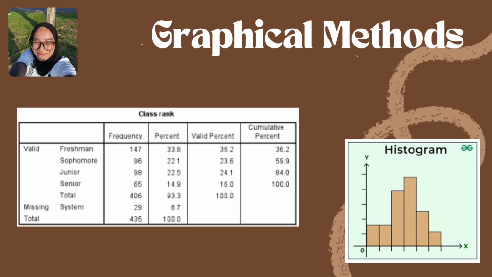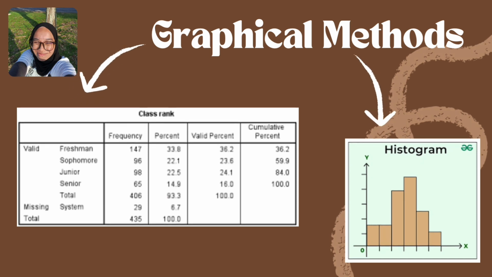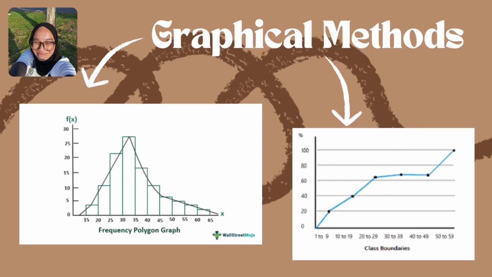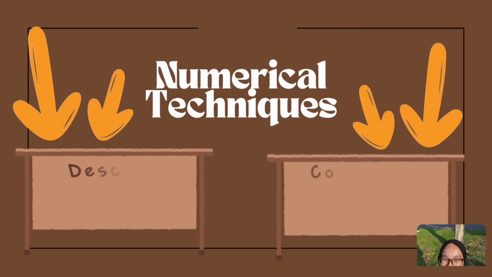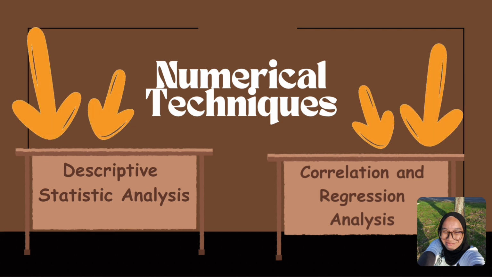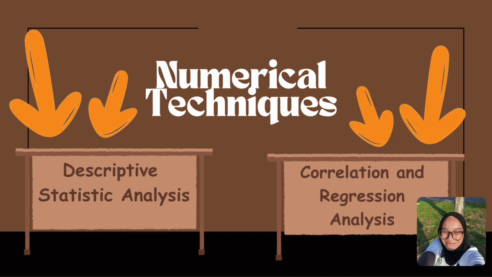These are examples of graphical methods: the first one is the frequency table and the second one is the histogram. There are also the frequency polygon graph and also the ogive. There are also numerical techniques, of which the first is descriptive statistical analysis and the second one is correlation and regression analysis.